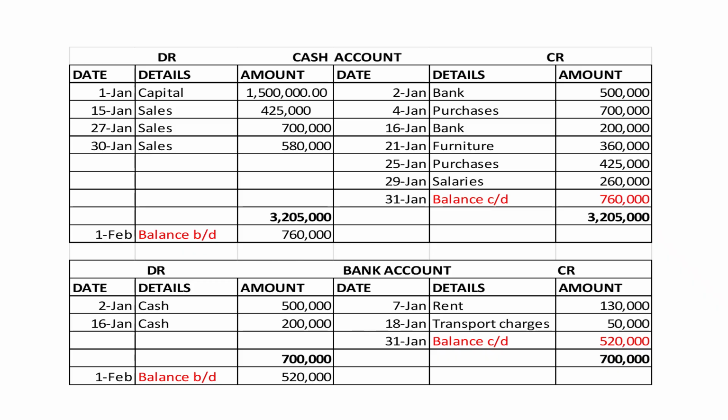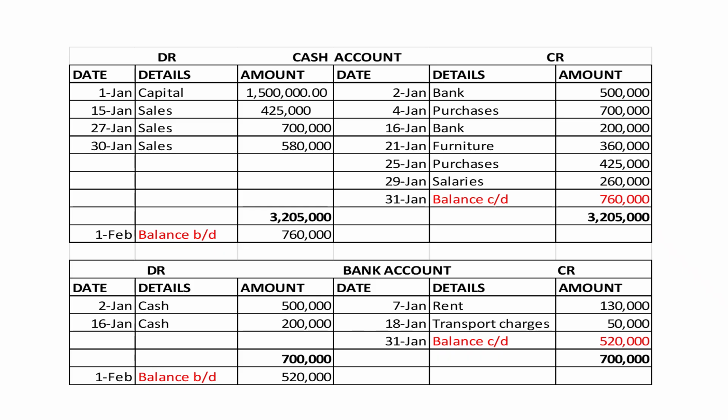Those transactions that are on a cash basis will be recorded in the cash account. Those coming from the bank will be recorded in the bank account. In the separation of these two accounts, the capital started in cash is debited in the cash account, 1,500,000. Again, on 2nd January, we open a bank account and deposit some amount. So this will be credited in the cash account and debited in the bank account.